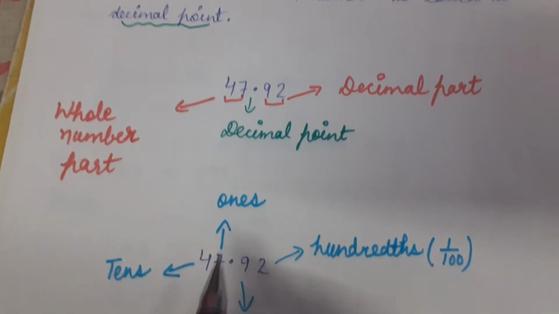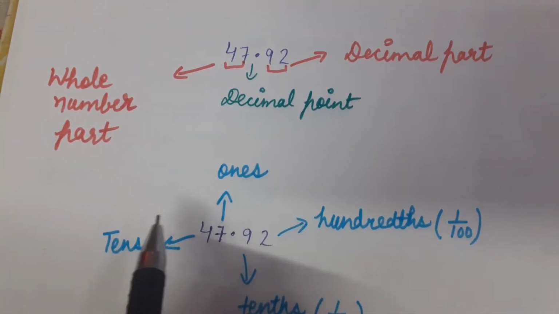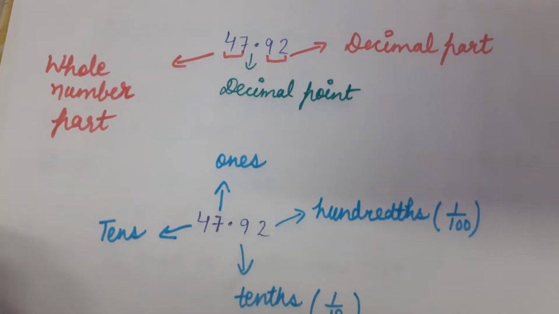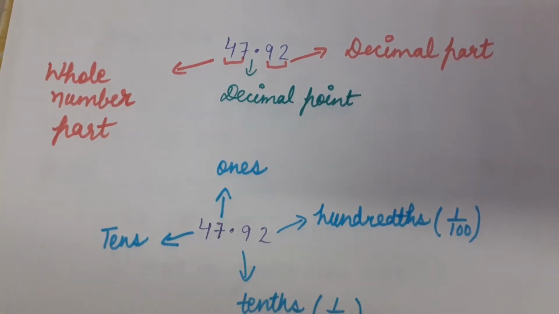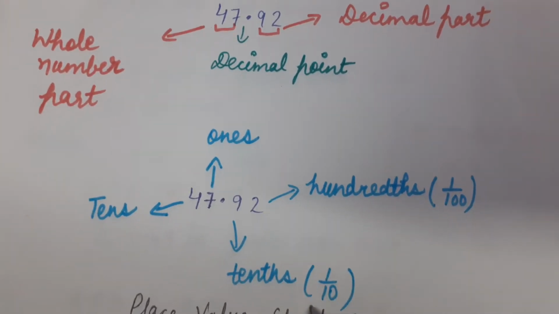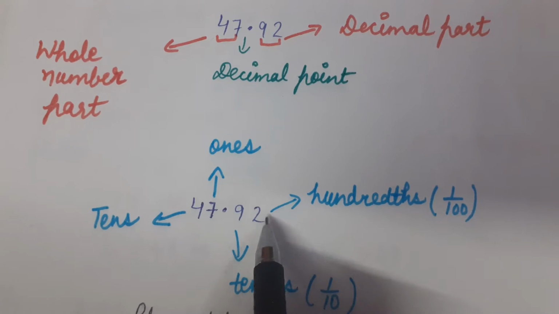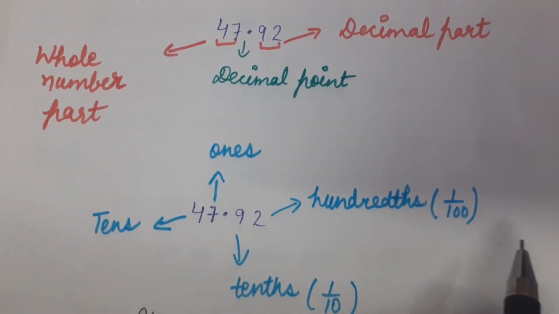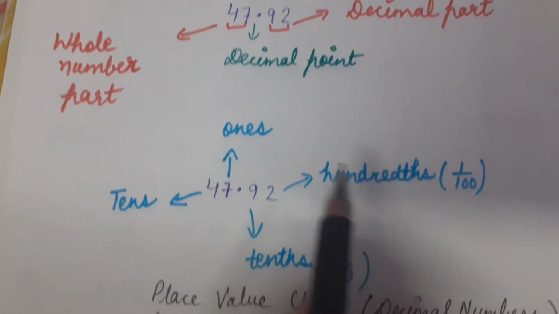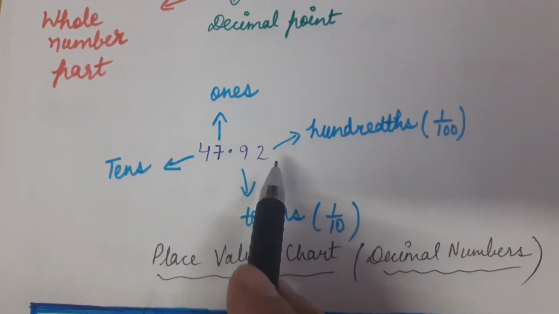Now, before the decimal, this is ones, tens, hundreds, thousands, and so on. And after the decimal, this is tenths, that is 1 upon 10. This is hundredths, 1 upon 100. The next term will be thousandths, 1 upon 1000, and so on. So, students, that is about the decimal.